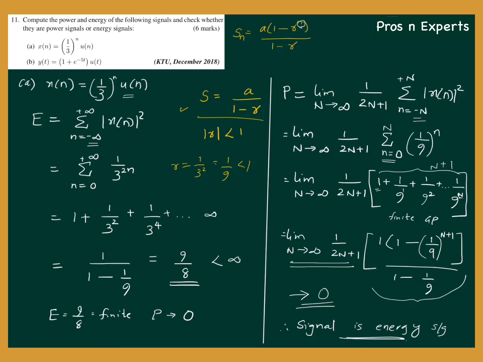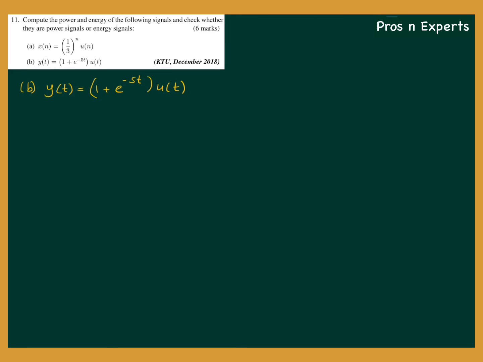This is the final inference from this question. And now we'll proceed with question B. y of t equal to 1 plus e raised to minus 5t into u of t. This signal can be a power or energy signal. We cannot be sure of it by just observing the signal.